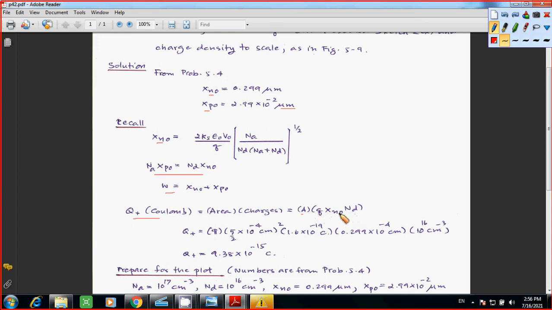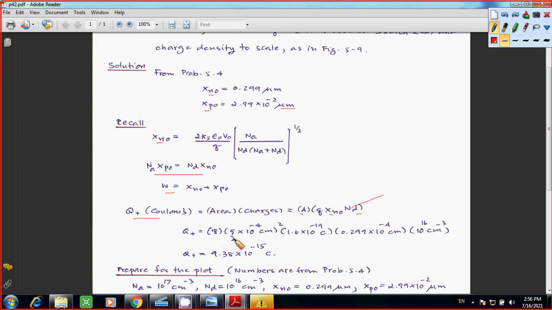And you can see that the ND has the unit of per cubic centimeter, right? So X has the dimension of meter and A has the dimension of meter squared. So this just gives you the number of carriers, and you multiply by Q. That gives you the total charge.